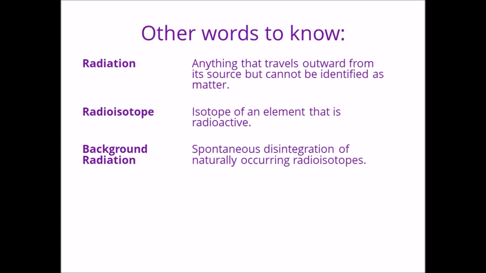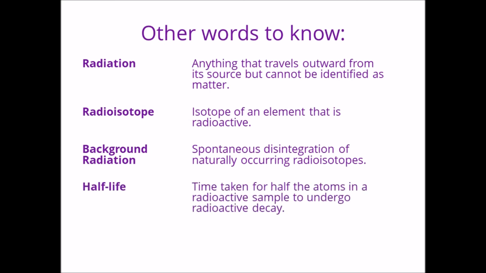Background radiation is the spontaneous disintegration of naturally occurring radioisotopes. So if you leave a Geiger counter on your windowsill, you'll hear it ticking away occasionally as it picks up radiation coming from radioisotopes in the soil or the Earth's crust, or that come in from outer space.